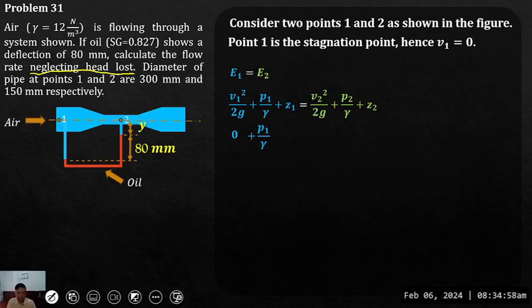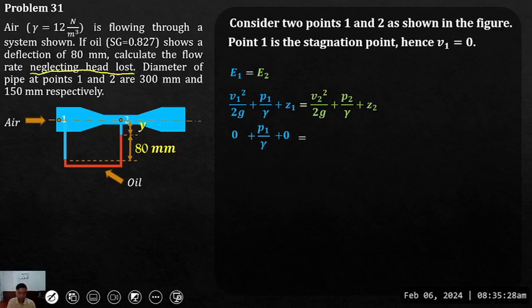Okay? And then how about our Z? So, point 1 and point 2 lie in the same level. So, ibig sabihin 0 yung ating Z1, diba? Because yung elevation head natin is always relative no to the lowest elevation. Now, since pareho silang the same elevation, so pareho silang datum line. So, 0 yan.